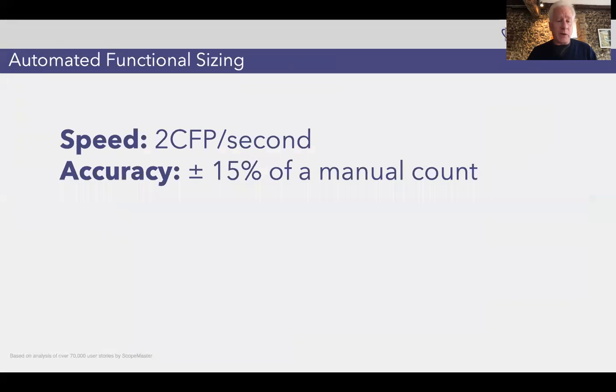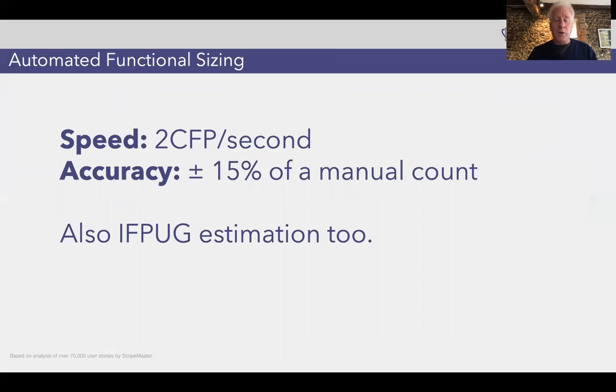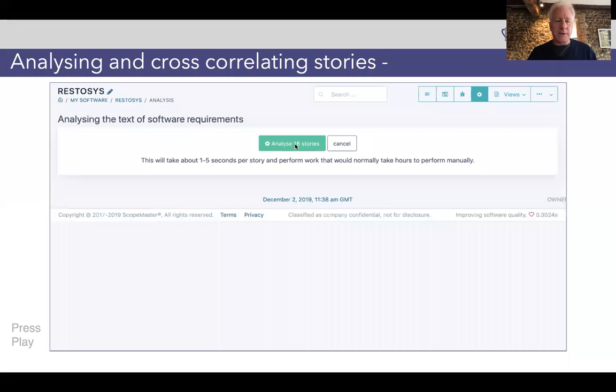And it does all that pretty quickly. So in a matter of a few seconds, it will analyze each story and cross-reference it with every other story. And that's within about 15% of a manual count. If you're familiar with older generation of functional sizing techniques, such as the IFPUG method, it does that too, slightly less accurately. And that's down to the methodology, but it's an equivalent standard to the cosmic function points.